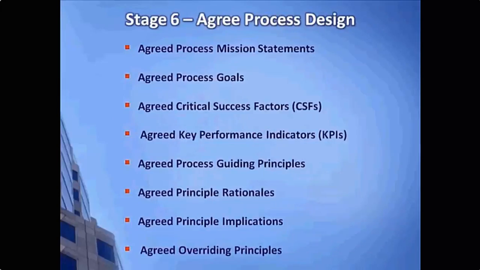Once we've met with the stakeholders, we now proceed to Stage 6, which is agreeing the process design itself. Here you're going to be confirming agreement to the mission, the goals, the success factors, and principles defined earlier. In reality, you probably have at least somewhat of a general agreement, as these were developed in earlier stages with your advisors to start with.